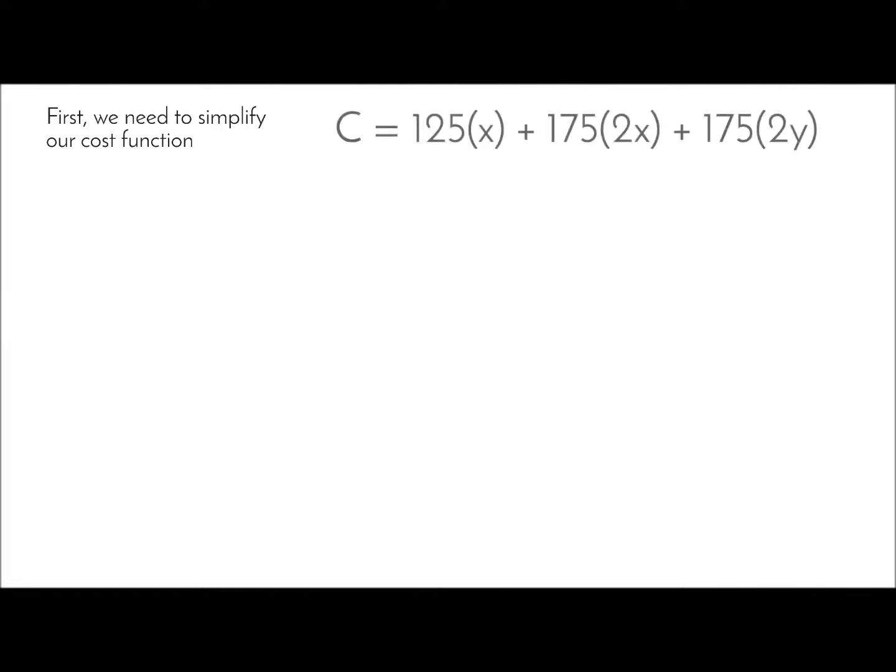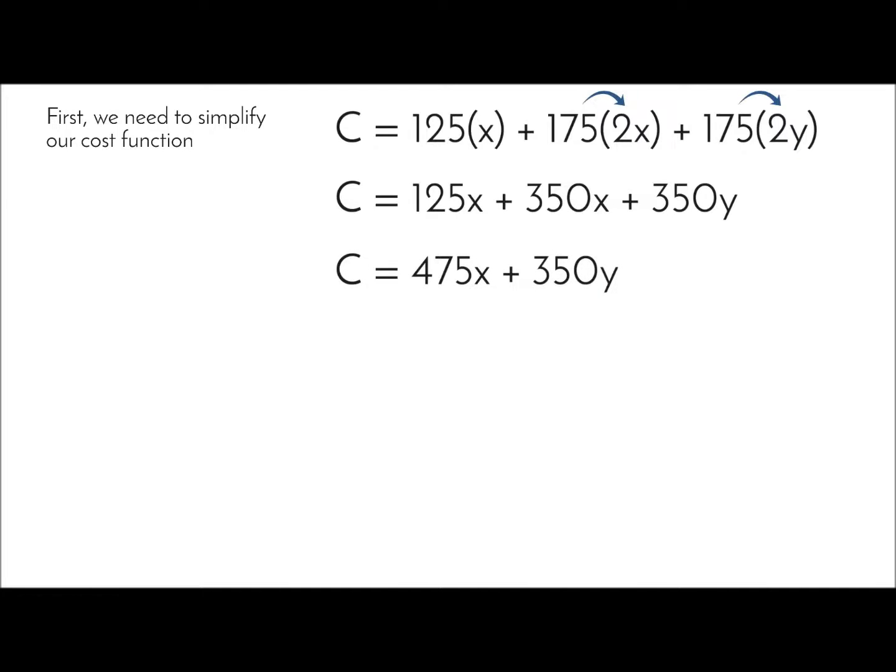First, we need to simplify our cost function. All we need to do here is distribute the 175s into the 2x and the 2y, and we get cost equals 125x plus 350x plus 350y. And then we can combine the 125x plus the 350x, and we get cost equals 475x plus 350y.